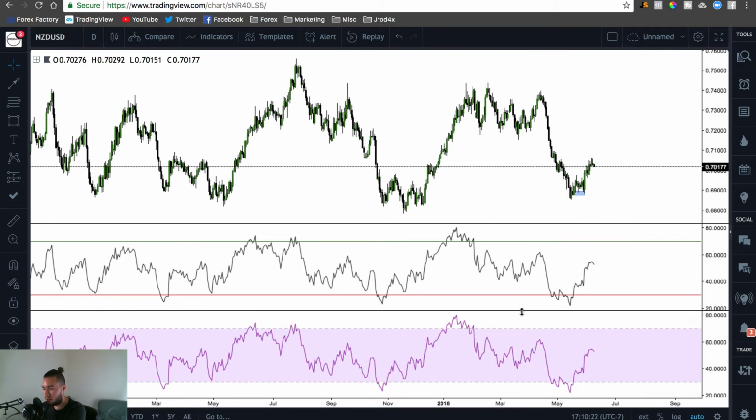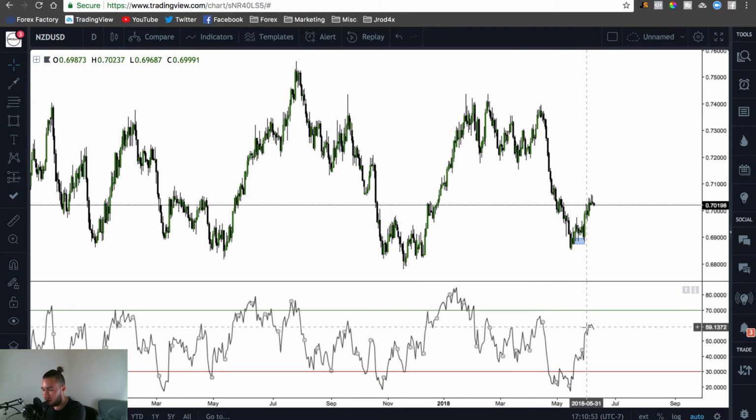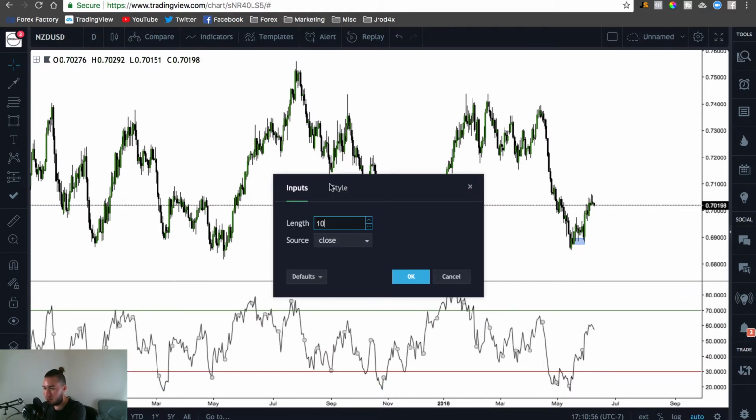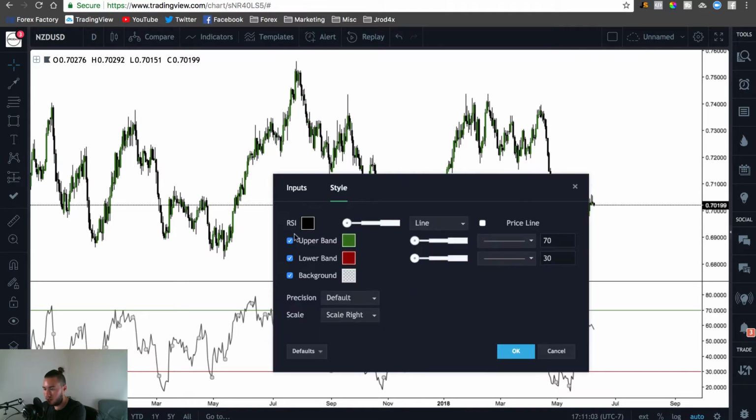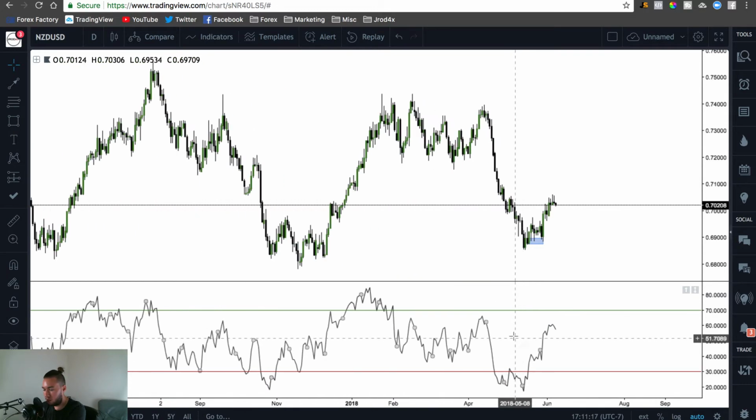So if you want to have it matching exactly what mine looks like, I'll delete that. I'll pull up my settings so you guys can see what I use and copy it directly into yours. For the inputs, I use 10, source is close. For style, upper band I use green, lower band I use red, background is just plain white. I use solid lines here, and for the band inputs, I just keep them at 70 and 30. And for RSI, it's just a black line. In terms of what you're going to be looking at, guys, I just use this for an additional confirmation in my trades.